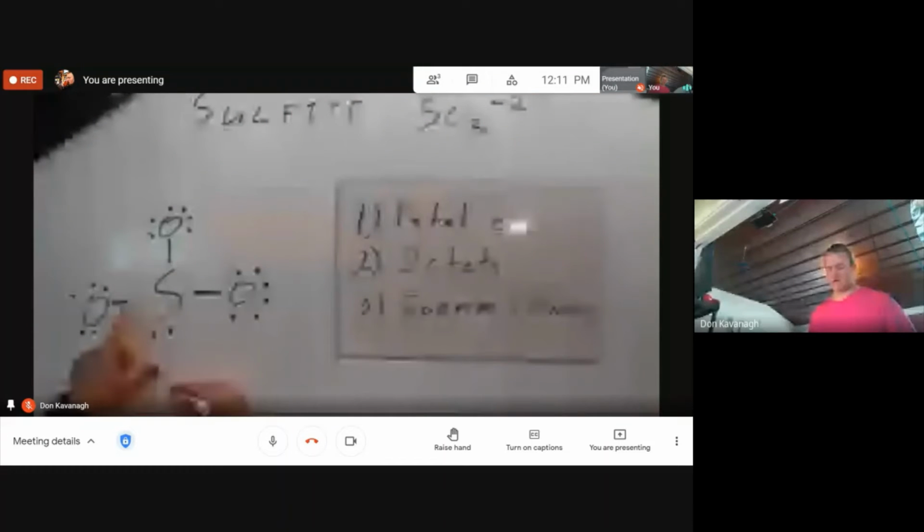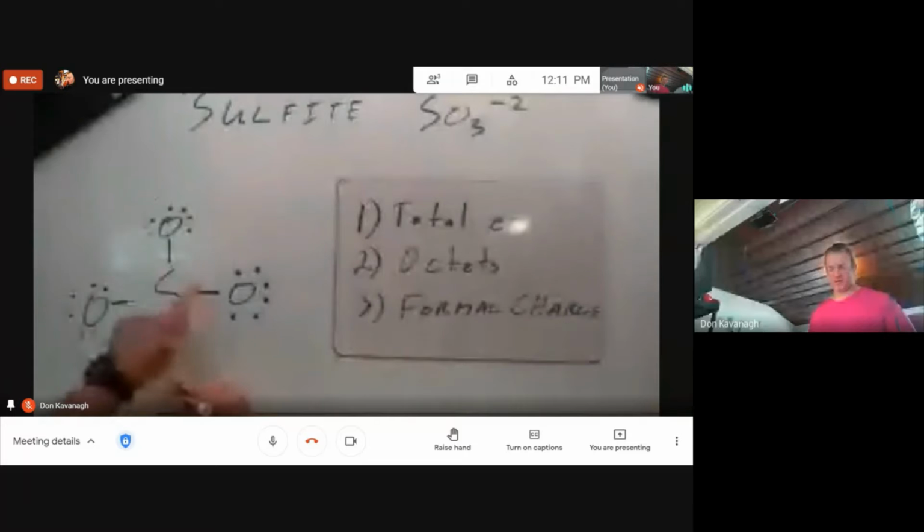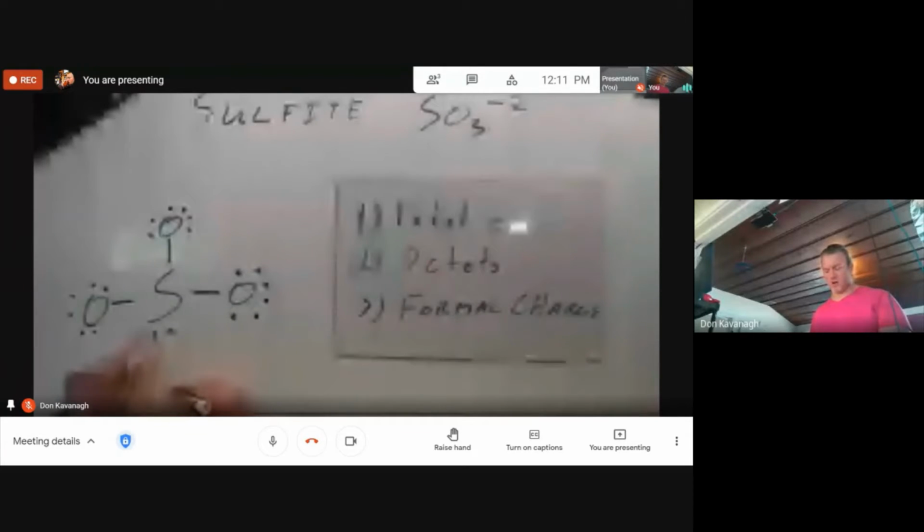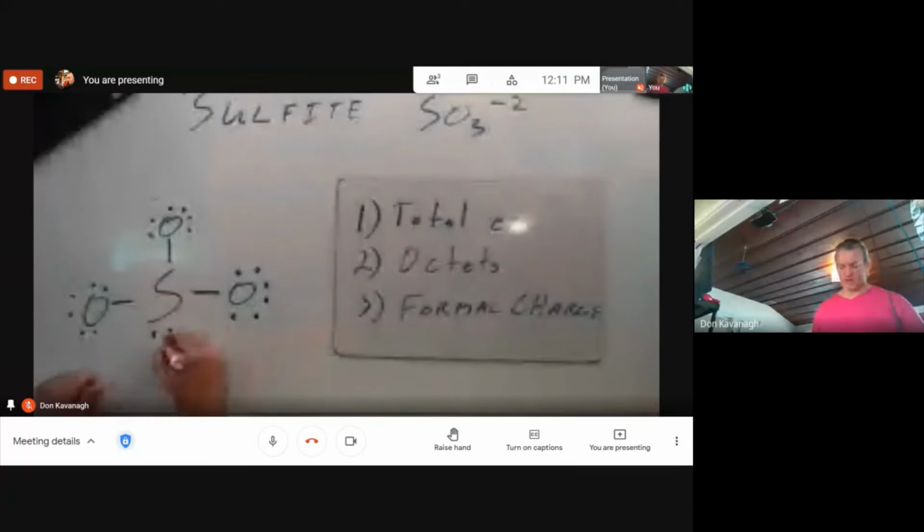It has 2 electrons in lone pairs and six electrons in bonds. Divide that by 2, it's 3. We have 6 minus 2 minus 3. This sulfur here has a +1 formal charge.